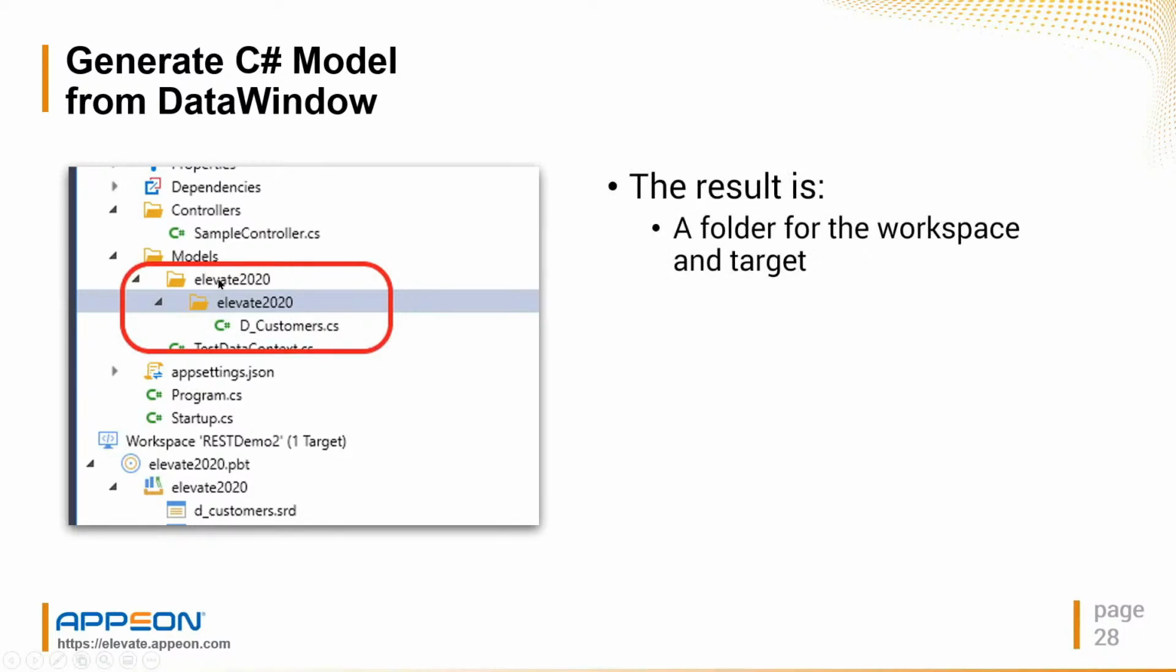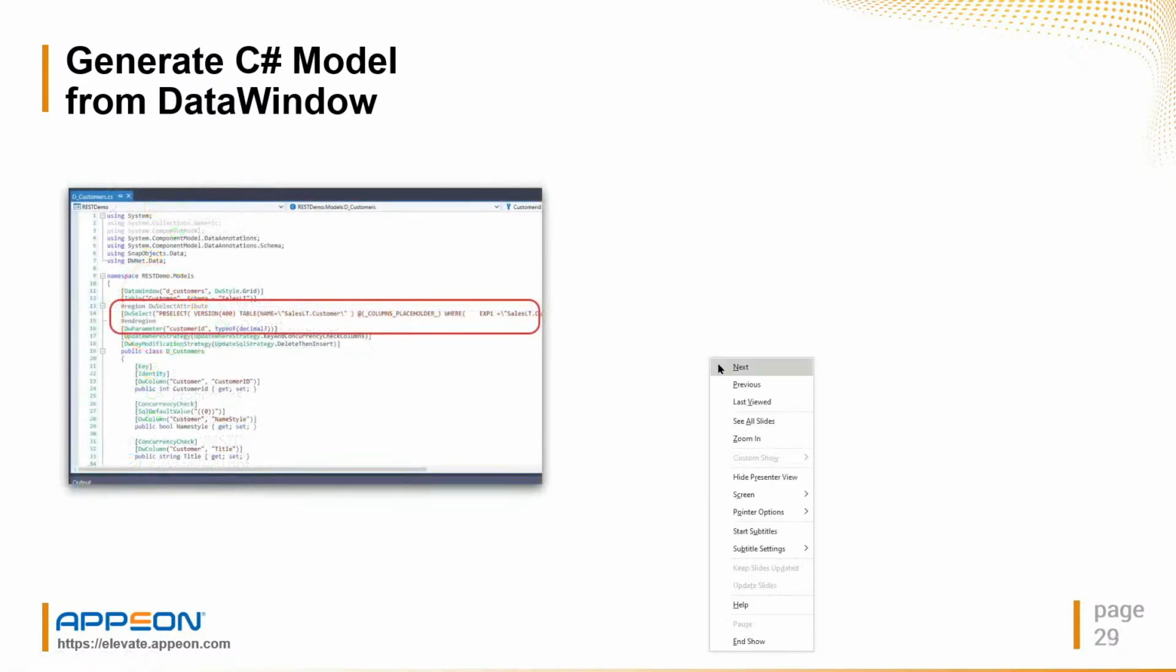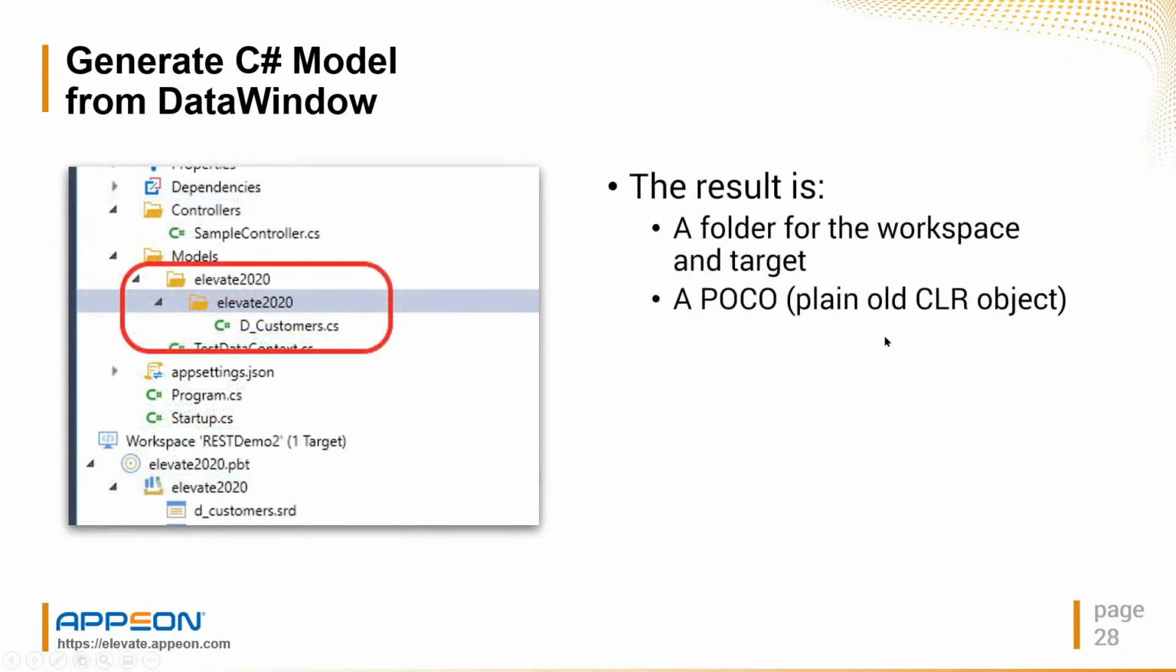Notice that this is the models folder. What you get under the models folder is a folder for the workspace, a folder for the target, and then the data window that you brought over. I mentioned the POCO, it used to be called plain old C++ objects. It's also referred to as plain old CLR object. But what it is, a POCO is just a class that just has properties that represent the attributes in the data that you're going to be transferring around.